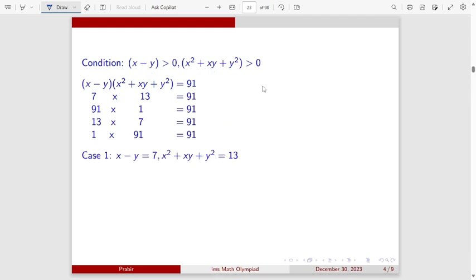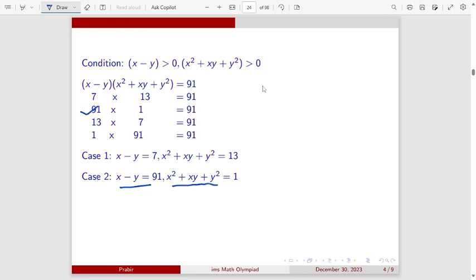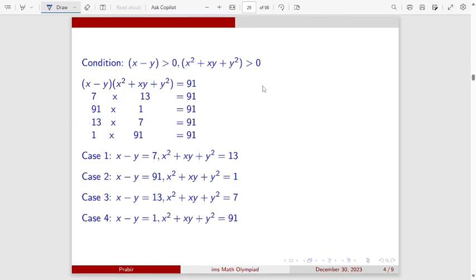So the case 1, what we have? x minus y equal to 7 means this case, and x square plus xy plus y square equal to 13. For the next case, x minus y equal to 91, and x square plus xy plus y square equal to 1. For the third case, we have x minus y equal to 13 and x square plus xy plus y square equal to 7 equal to 91. And for the last case, x minus y equal to 1 and x square plus xy plus y square equal to 91.